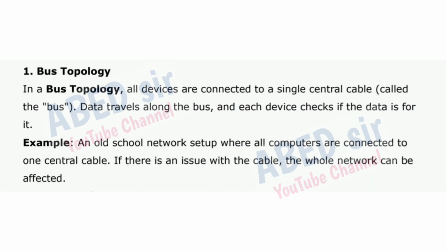1. Bus topology. In a bus topology, all devices are connected to a single central cable called the bus. Data travels along the bus, and each device checks if the data is for it. Example, an old-school network setup where all computers are connected to one central cable. If there is an issue with the cable, the whole network can be affected.